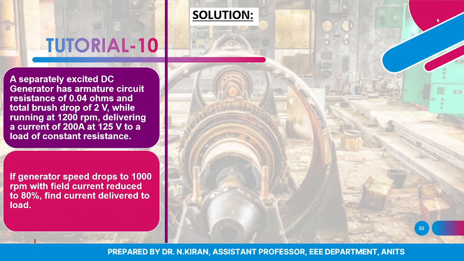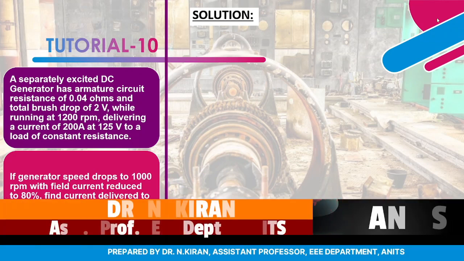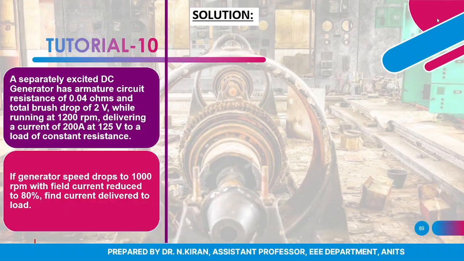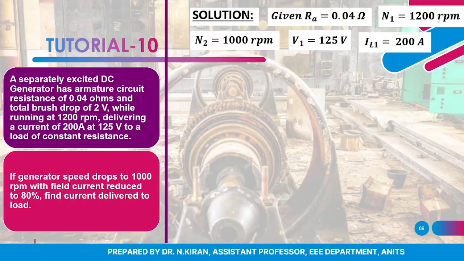The 10th tutorial is of a similar type to the previous sum. A separately excited DC generator has armature resistance of 0.04 ohms. Total brush drop is given as 2 volts. While running at 1200 rpm, so in the first case N1 is 1200 rpm, delivering a current of 200 amps, so IL1 is 200 amps. Voltage is given as 125 volts, so V1 is 125 volts.